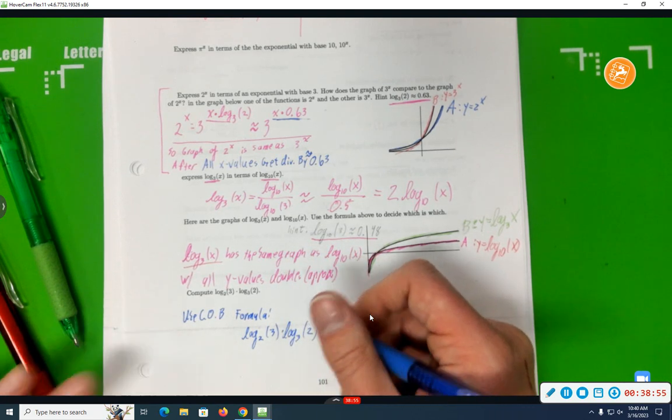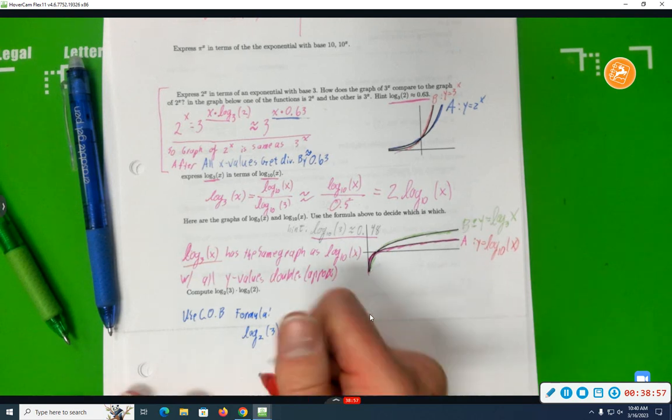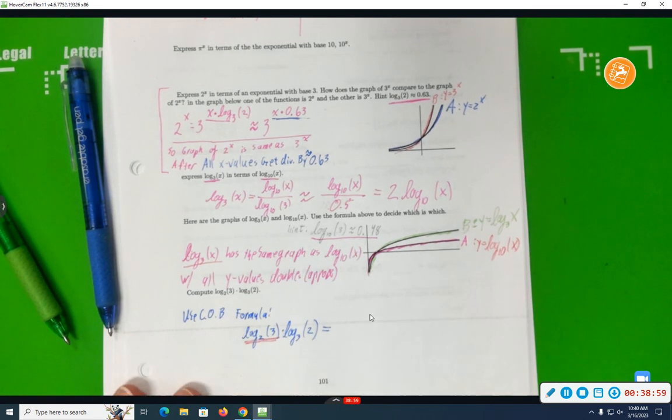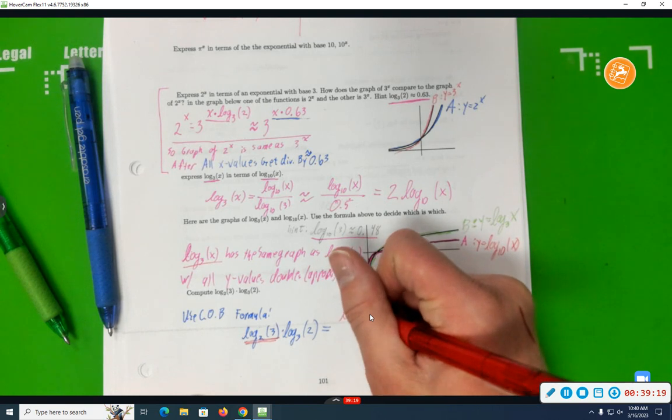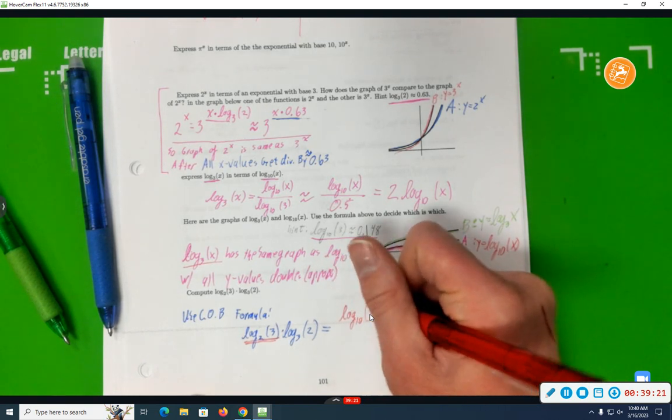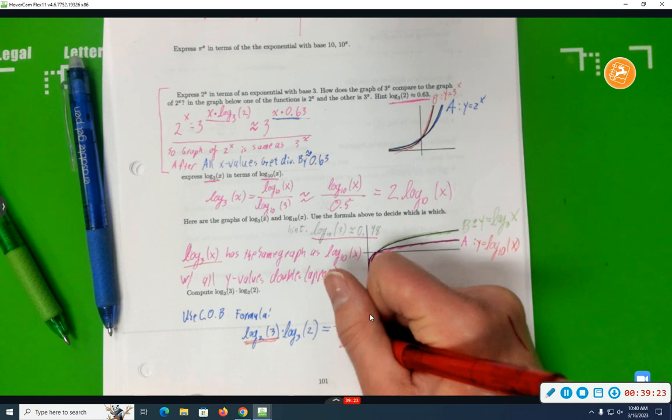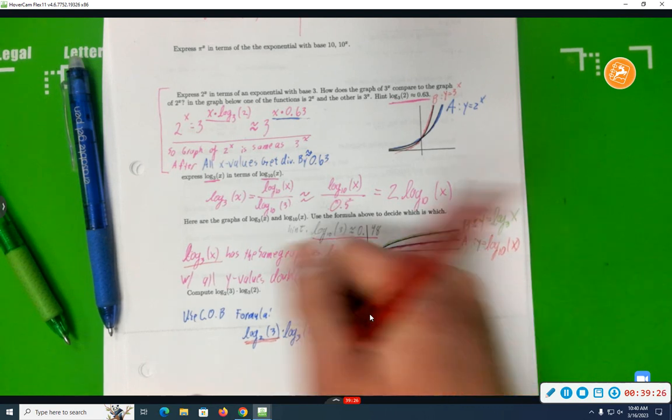Let's re-express both of those things in terms of stuff involving the log base 10. And let's start with that. What is the log base 2 of 3 according to the change of base formula? Log of 3 over the log of 2. And I'll include the base 10s just for emphasis. Log base 10 of 3 divided by log base 10 of 2.